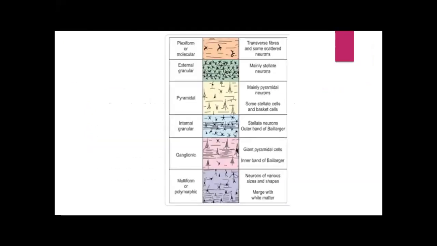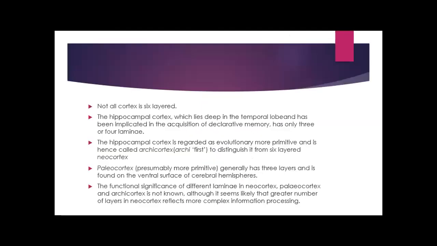The plexiform or molecular layer contains transverse fibers and some scattered neurons, while external granular contains mainly stellate neurons. Pyramidal layer contains pyramidal neurons and some stellate cells and basket cells. Internal granular layer contains stellate neurons and outer band of Baillarger, while ganglionic contains giant pyramidal cells and inner band of Baillarger. And finally, we have the multiform or polymorphic layer, which contains neurons of various sizes and shapes, and it merges with the white matter.